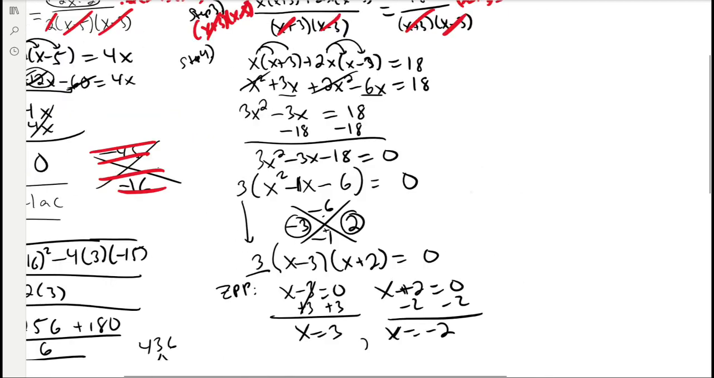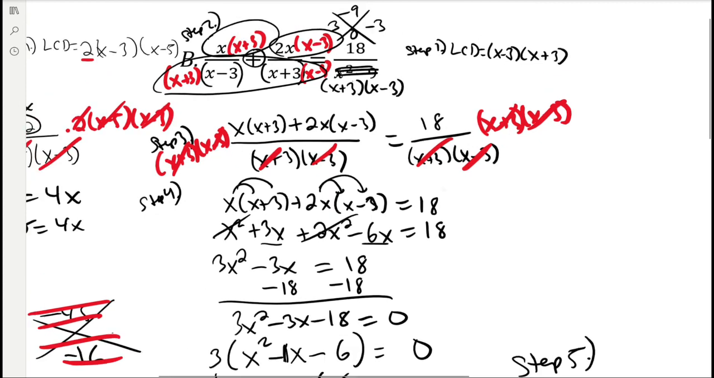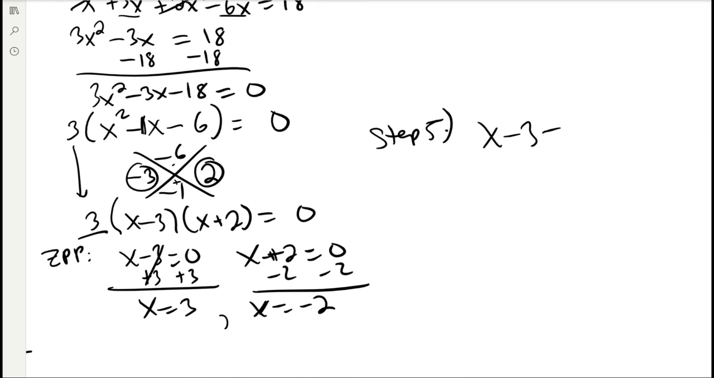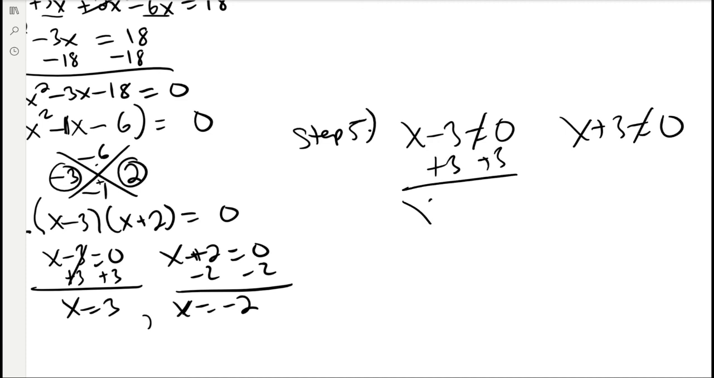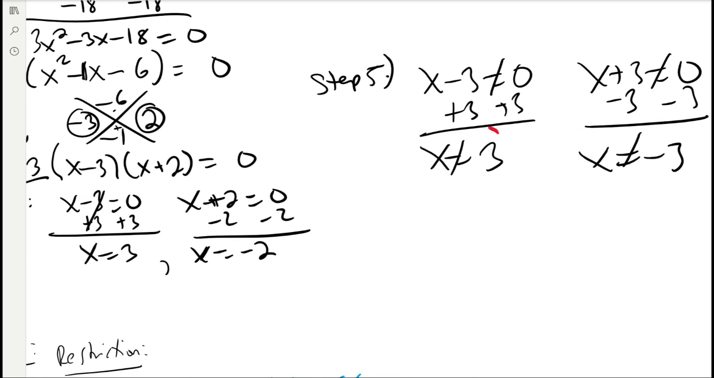And then step 5 is going to be looking at your restrictions. So if we look at the original, the denominators are x minus 3 and x plus 3. So we know that x minus 3 cannot be 0, and x plus 3 cannot be 0. And if we solve this, well, x cannot be 3. If we solve this, well, x cannot be negative 3. Notice that this matches up with this, which means that we have an extraneous solution here. So this cannot be a solution. Therefore, the final solution is x equals negative 2.